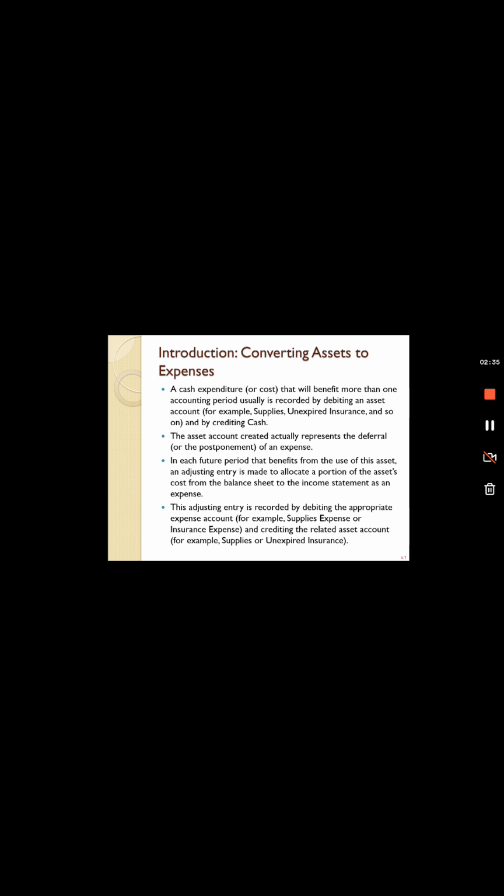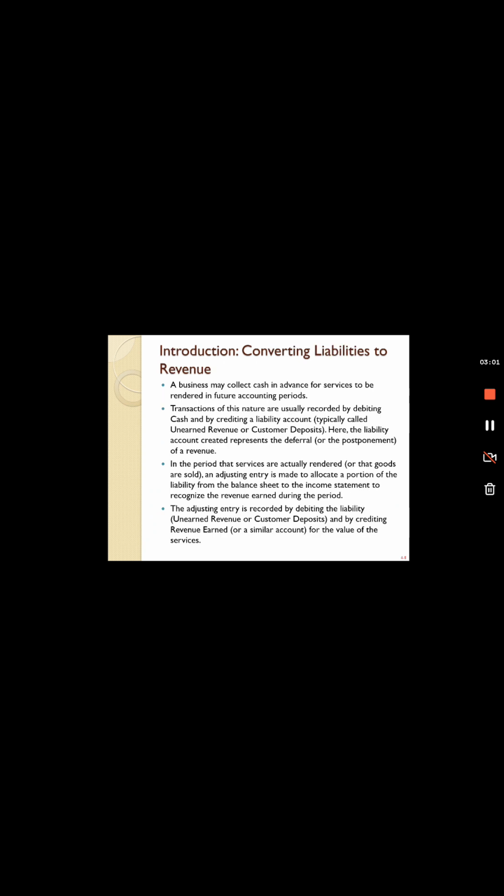In each future period that benefits from the use of this asset, an adjusting entry is made to allocate a portion of the asset's cost from the balance sheet to the income statement as an expense. This adjusting entry is recorded by debiting the appropriate expense account, for example supplies expense or insurance expense, and crediting the related asset account, for example supplies or unexpired insurance.